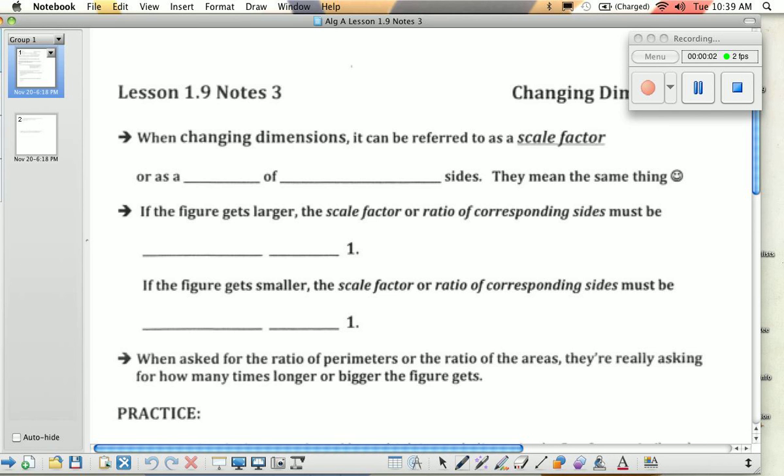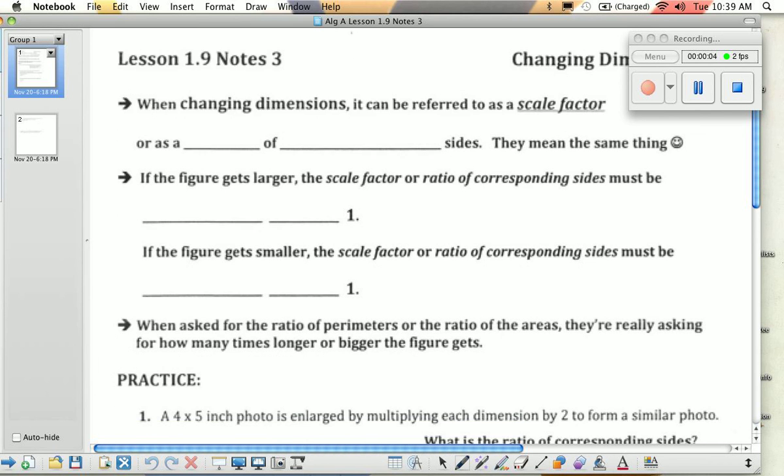Okay, so when we are changing the dimensions of a figure, it can be referred to as a scale factor. So if I asked you what was the scale factor, I'm asking you what was it multiplied by? What were the dimensions multiplied by that helped you get the new dimensions, that helps you change it? So when you think about changing dimensions, you can put that together with the words scale factor also.